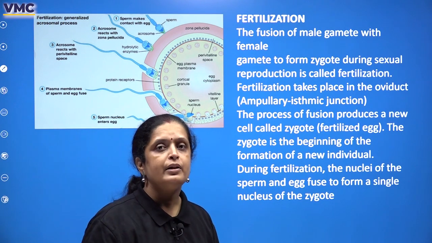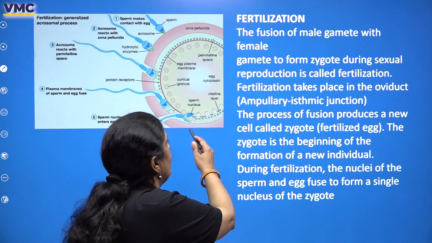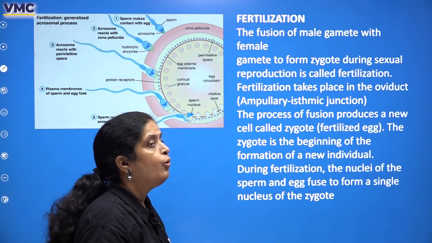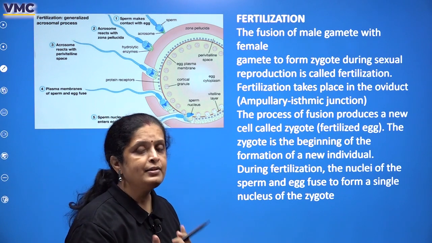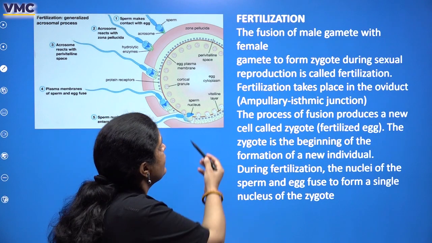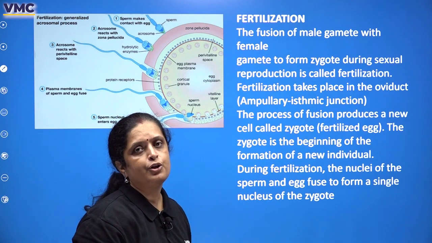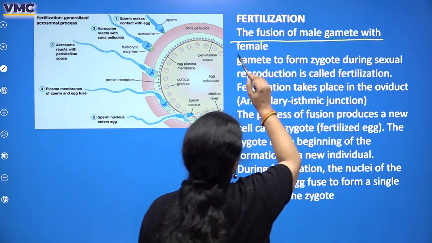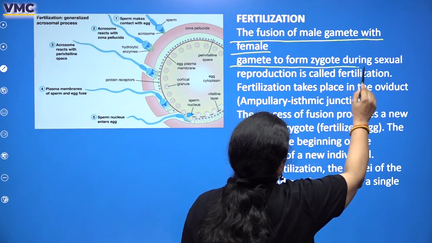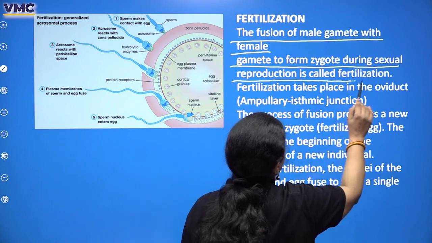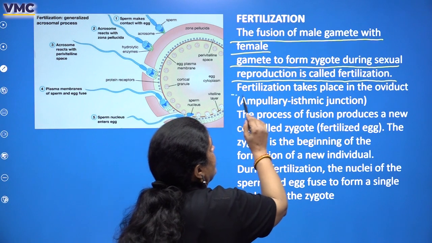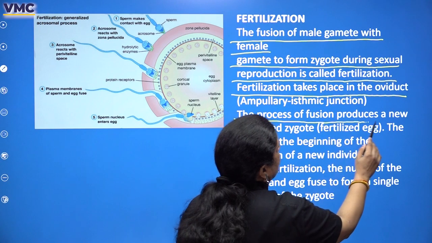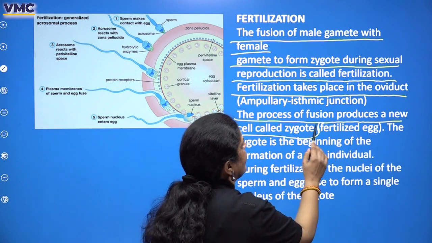So to fuse with the egg, the outer layer of the ovum needs to be penetrated by the sperm. Only the head region, which has the nucleus in it, will enter the egg and fertilization would occur. So, the fusion of male gamete with female gamete to form zygote during sexual reproduction is called fertilization. Fertilization takes place in the oviduct. The process of fusion produces a new cell called the zygote.